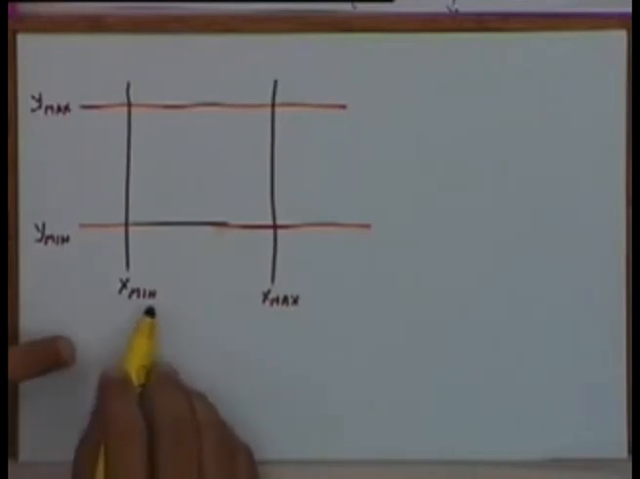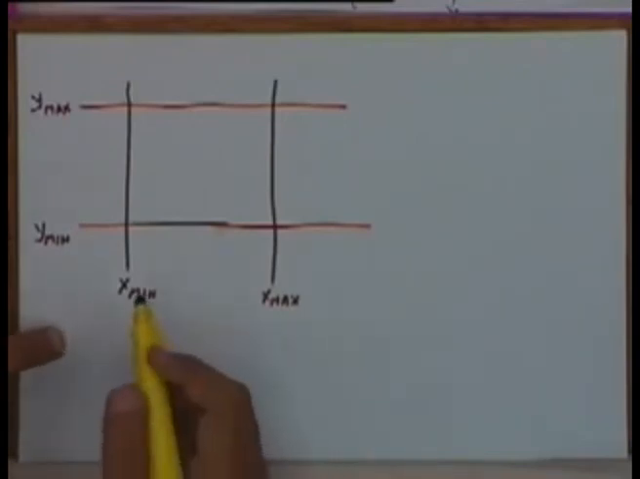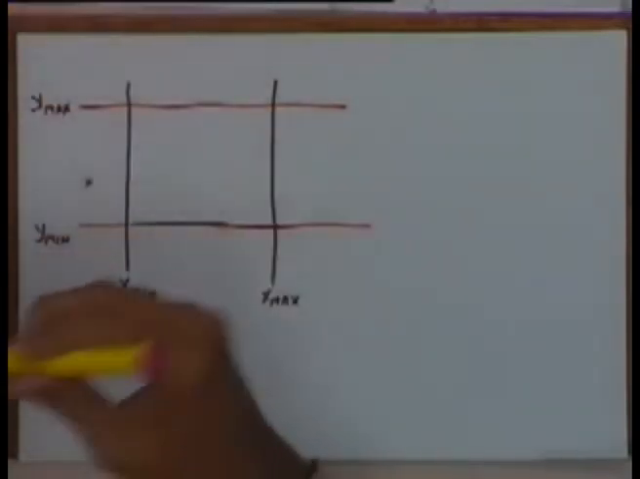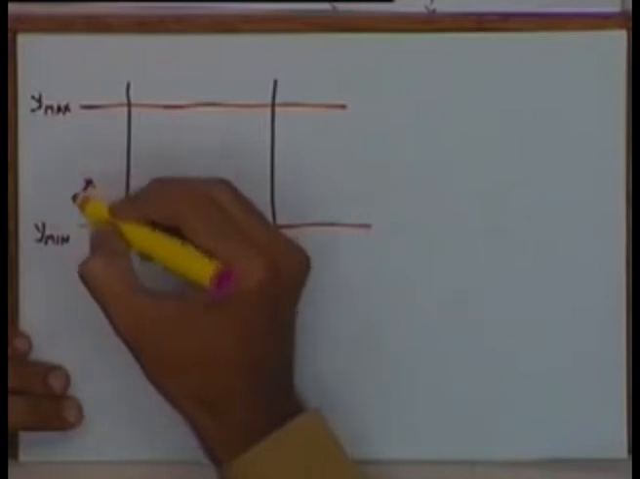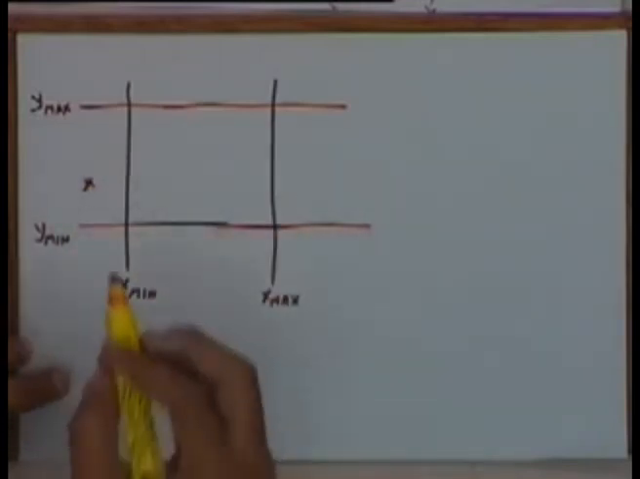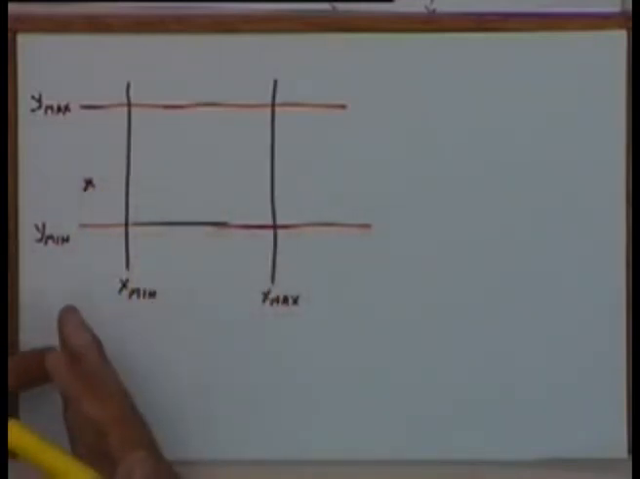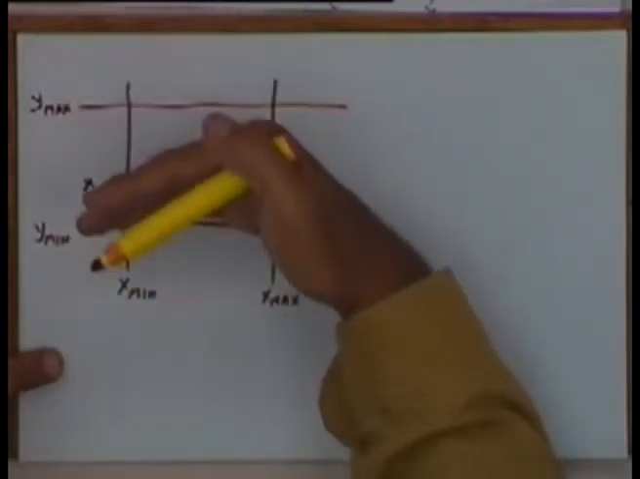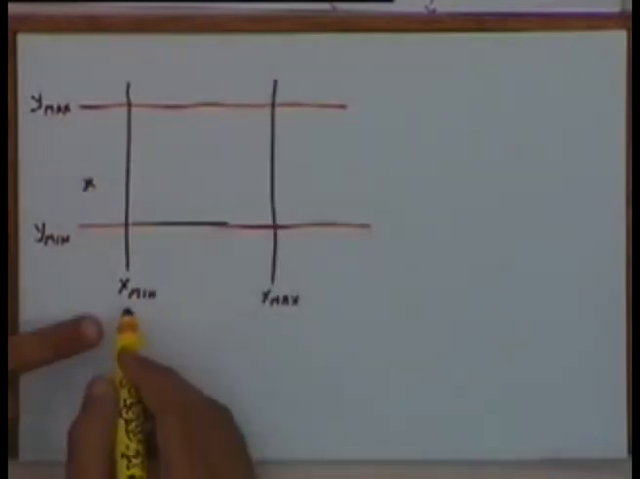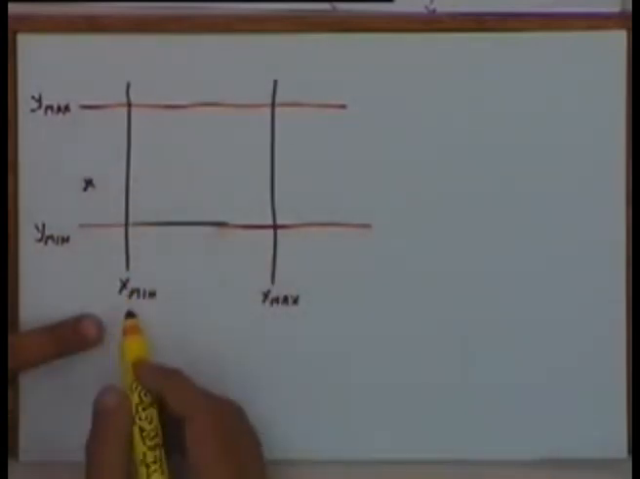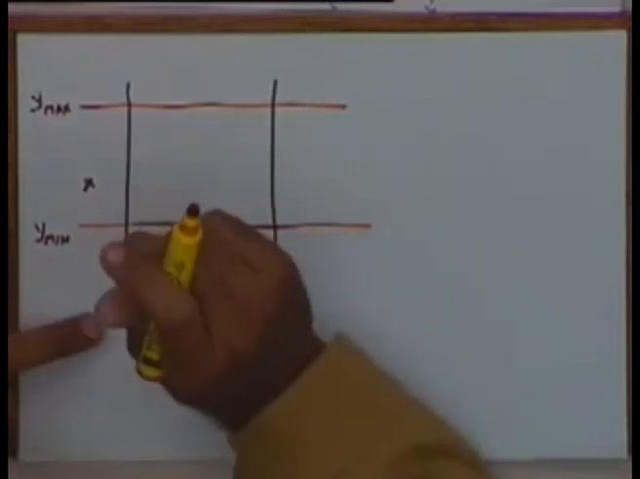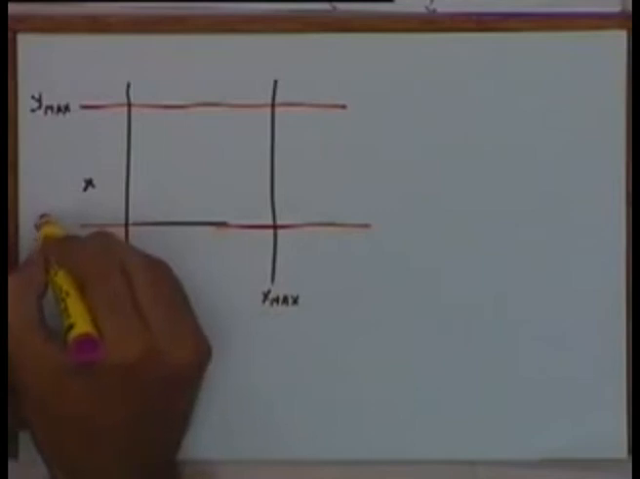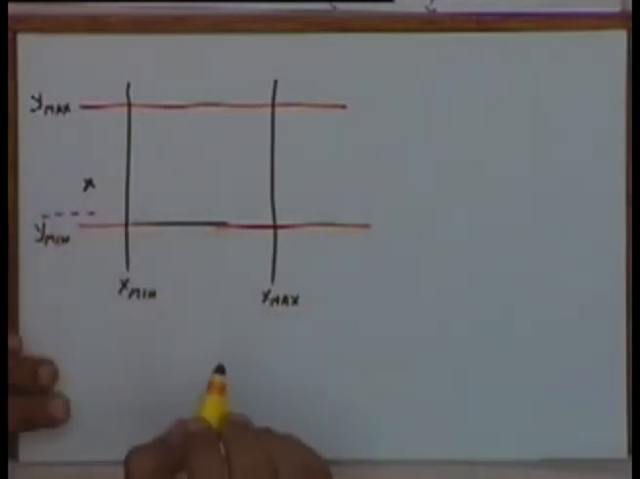With respect to every line, let us say if we take a point here, now this point is to the left of the line x-min, it is above the line y-min but below the line y-max. So with respect to every edge, we will give it a 1-bit code. So for this point we have 1, 2, 3, 4.